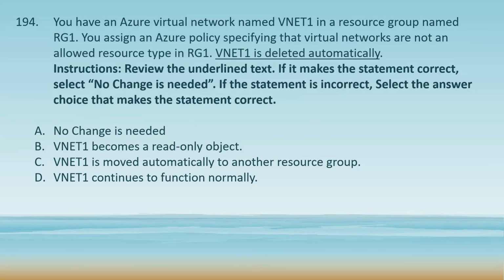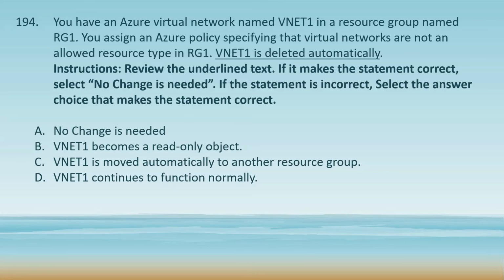So the question is talking about you creating an Azure policy which will restrict the creation of virtual networks in RG1. But there is already a virtual network VNet1 existing in RG1. So what will happen to VNet1? In the question, it specifies VNet1 is deleted automatically. You need to tell whether this is right or wrong. Now the options are: no change is needed. VNet1 becomes a read-only object. VNet1 is moved automatically to another resource group. VNet1 continues to function normally.